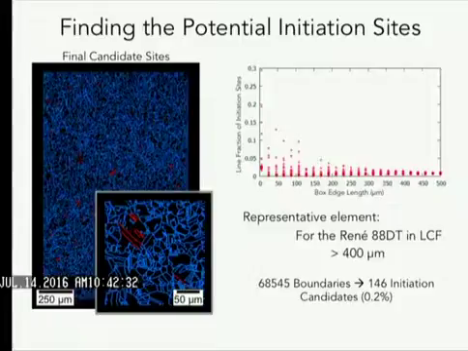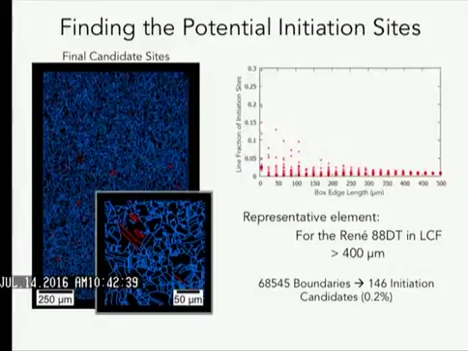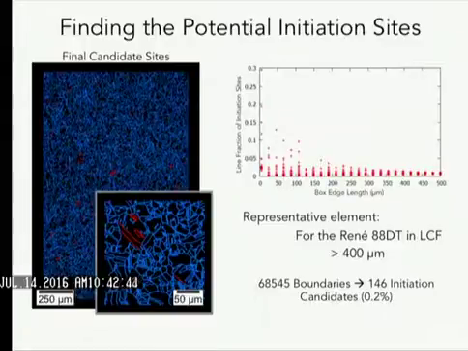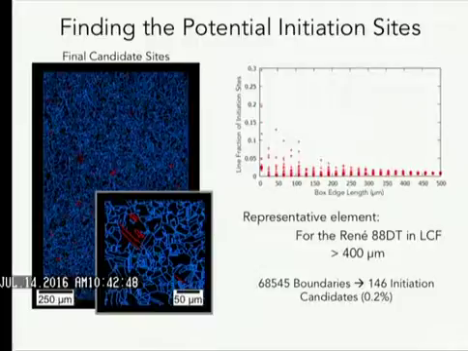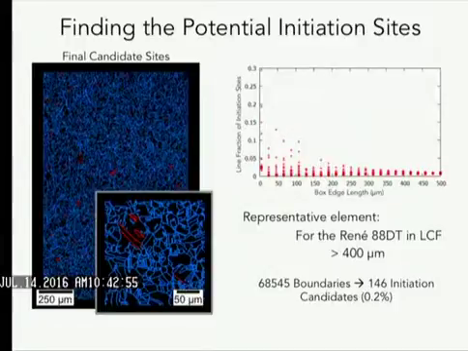And so in this data set, what we've done is gone through and applied all those criteria and asked ourselves, now, what are we left with in terms of eligible initiation sites? We start out with 68,545 boundaries here. And when we apply all of those criteria that we know are individually important to the entire data set, we basically end up with only 146 initiation boundaries that qualify for initiation.